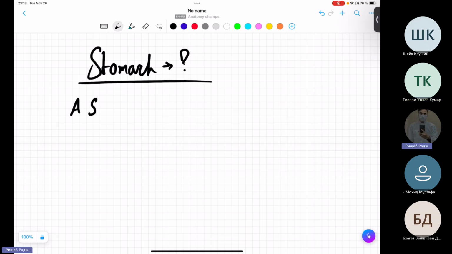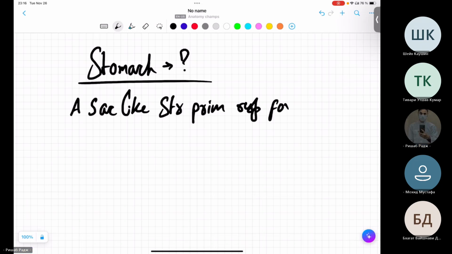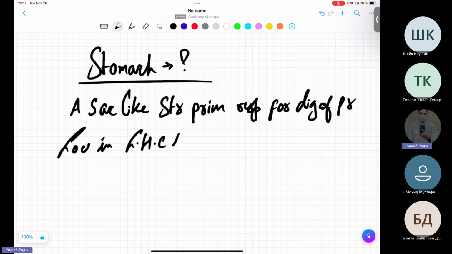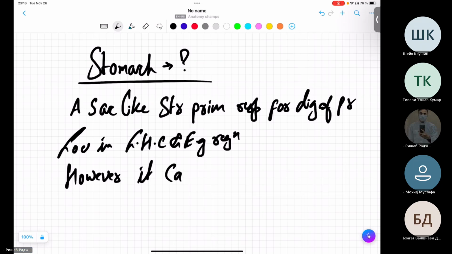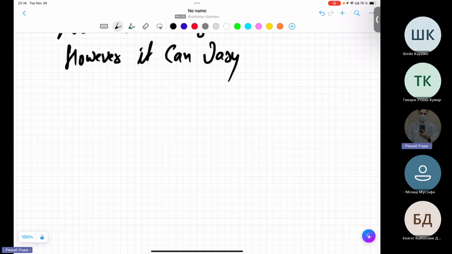Okay. So, yes, a sac-like structure primarily responsible for digestion of protein, localized in the left hypochondriac and epigastric region. However, it can vary. For example, you have a patient and you want to do his CT scan. So what does a CT scan normally show?